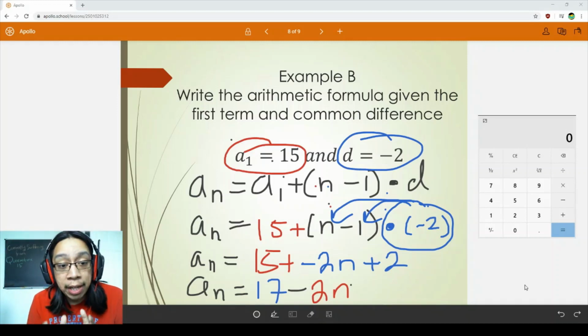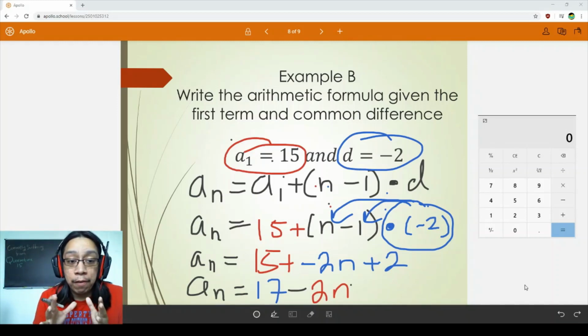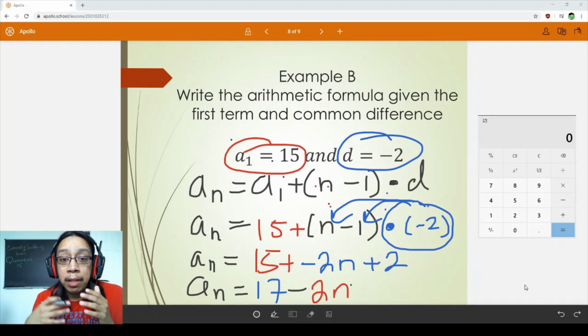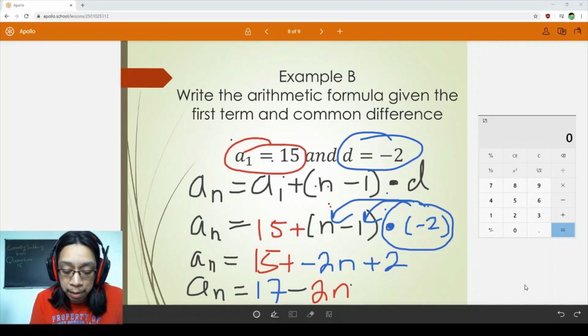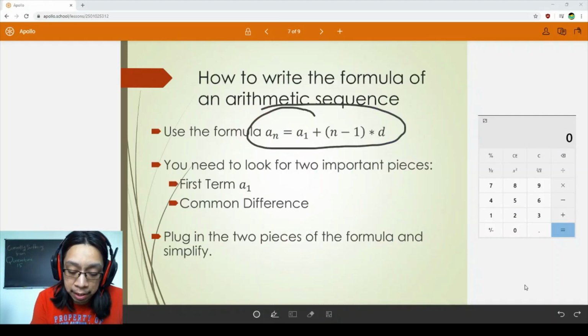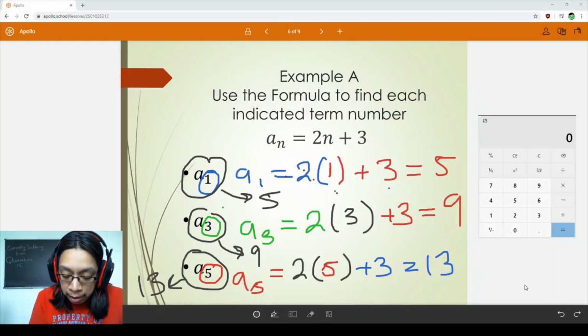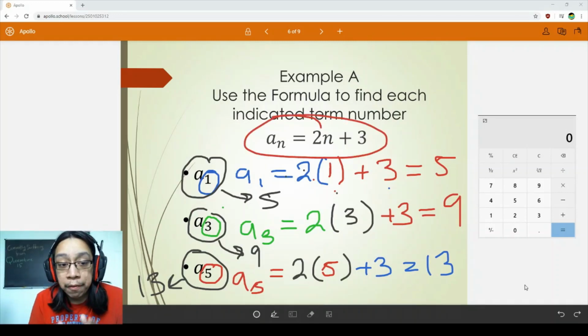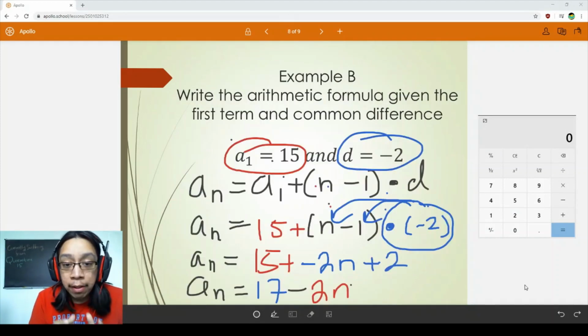So how do you know if our final answer is our final answer? Well, here's the thing. They're asking for a formula that fits the arithmetic sequence. Remember the first example that we did a while ago. This is an example of an arithmetic sequence. So as long as you get an answer that looks like that, then you are doing the right steps. You are getting answers that look that way. So look, it looks exactly like the one we did before.